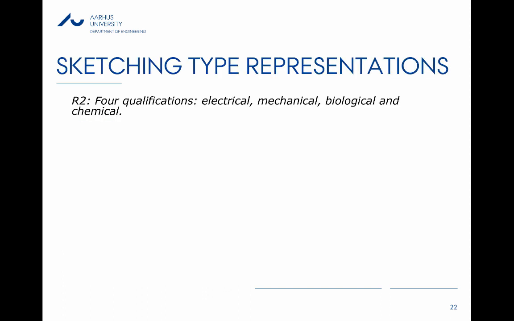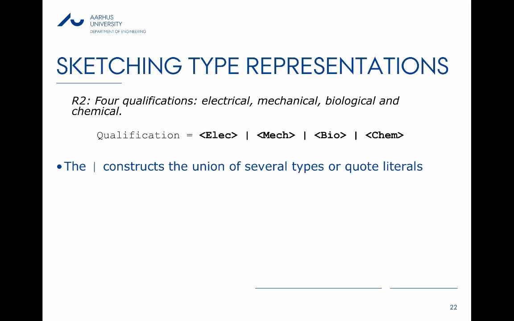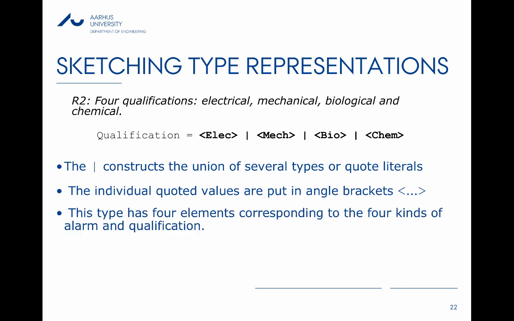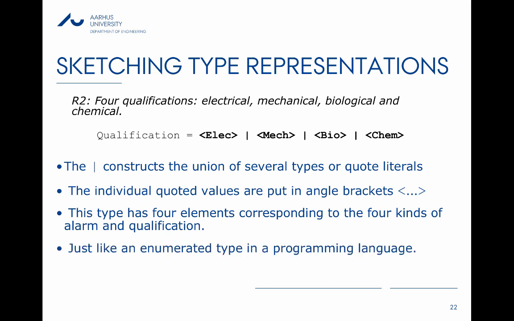Now, sketching out type representations, requirement 2 said we needed 4 qualifications. For something like this, it is very appropriate to simply use an enumerated type, because these are the ones we know that we need to deal with, and essentially it's just having these 4 possibilities. Now, this union operator there, this bar, is giving us the union of each of these quote literals. The individual quote values are put in these angle brackets with a bit of text in between them. And this type then has 4 elements corresponding to our 4 kinds of alarm and qualification. It's just like an enumerated type in a programming language.